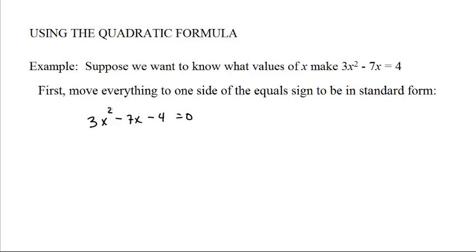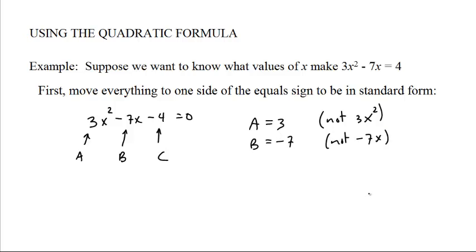We usually put the x squared term first and then the x term and then the constant term so that the 3 is the a, the negative 7 is the b, and the negative 4 is the c. Now I'll write those out again. A is 3. It's not the 3x squared. It's just the thing in front of the x squared, just the 3. Similarly, b is negative 7, not negative 7x. That's a very common mistake for people to make. And c is negative 4.